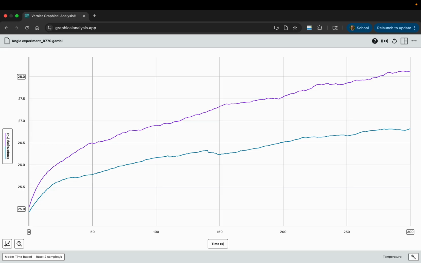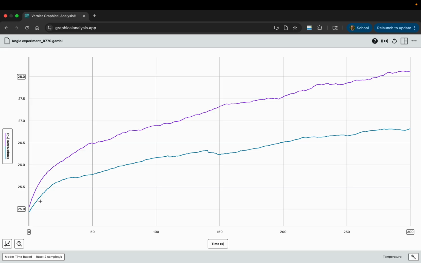So just eyeballing it, I can see that the purple line, the 75-degree, did get hotter, and it got hotter faster, but I want to quantify that. I want to apply some numbers to that. So I'm going to show you a couple of tools you can use to do that.